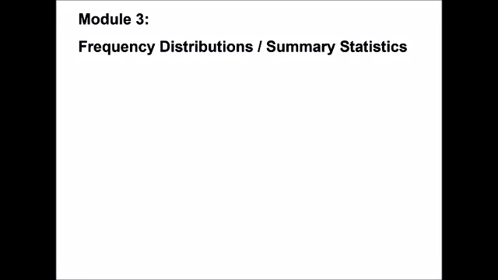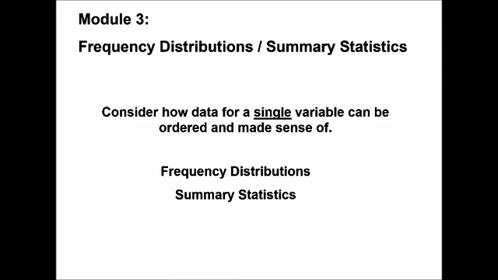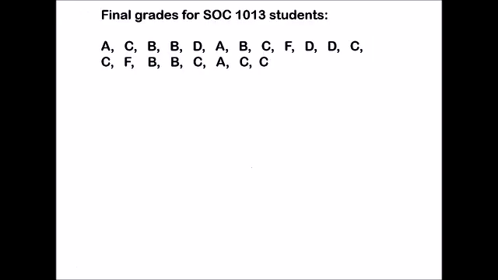Module 3, Frequency Distributions and Summary Statistics. Let's consider how data for a single variable can be made sense of. There's two primary ways we can do this. One is through a frequency distribution, and the other is by using summary statistics. Let's look at frequency distribution first.